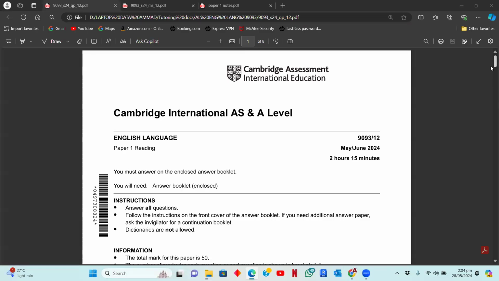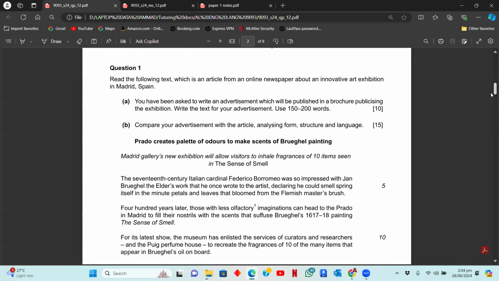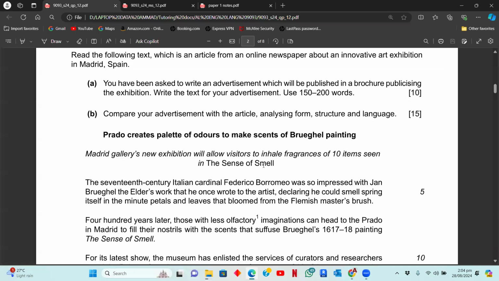So this is the same paper from the last class. We completed the advertisement out of this article, and now this is part B, where you're asked to compare your advertisement with the article, analyzing form, structure, and language for 15 marks.